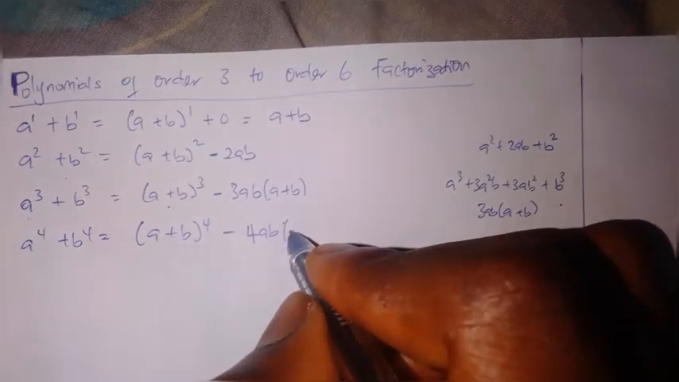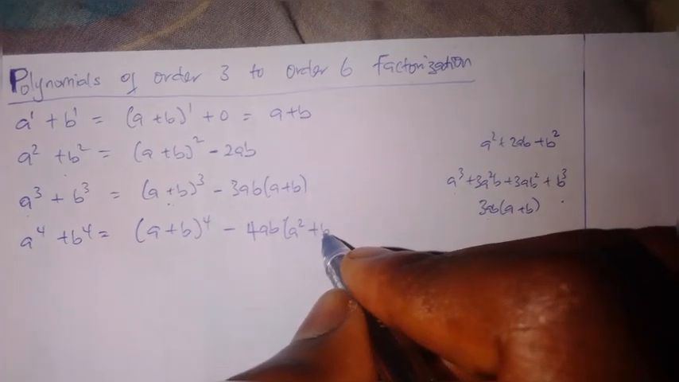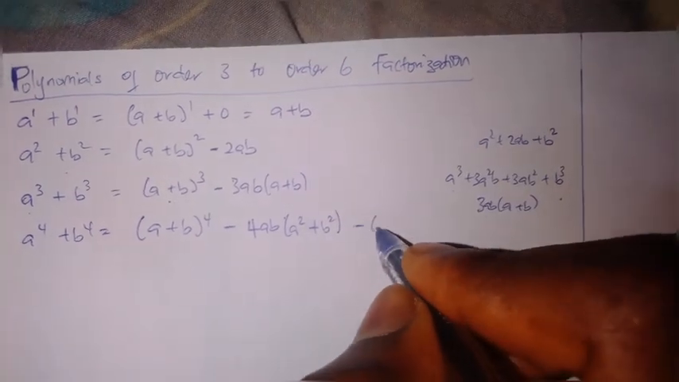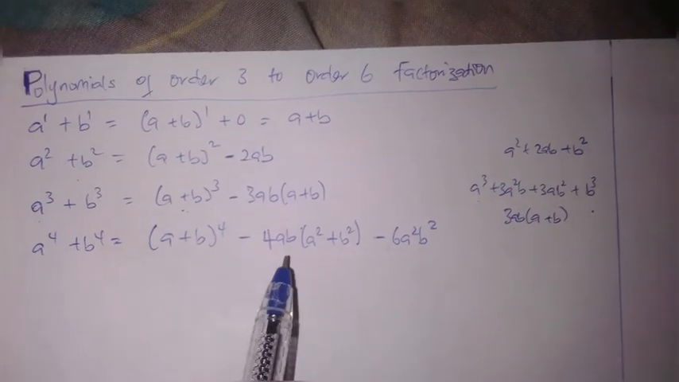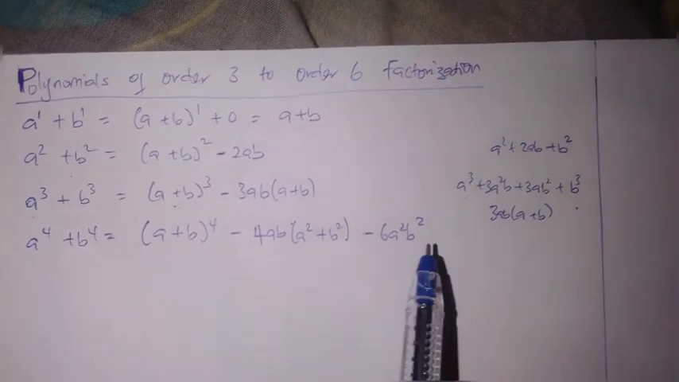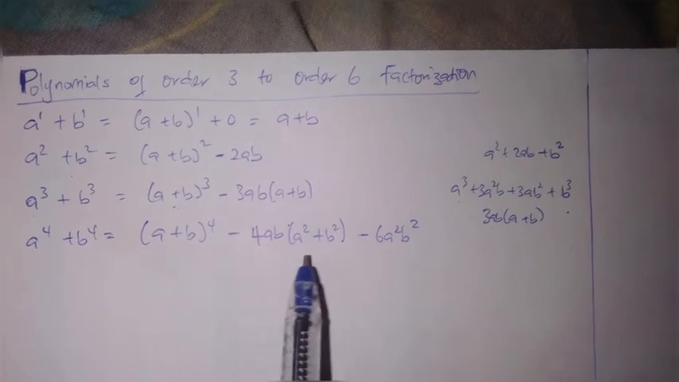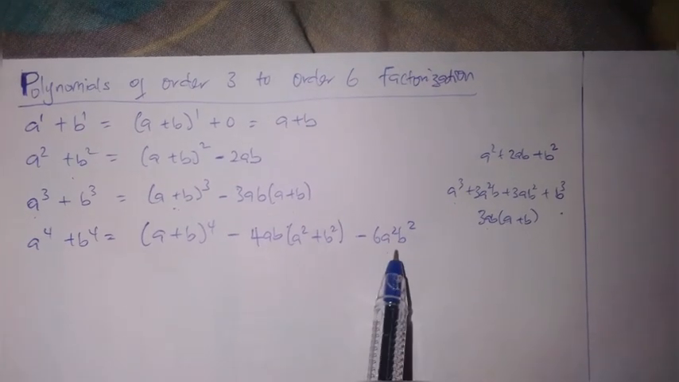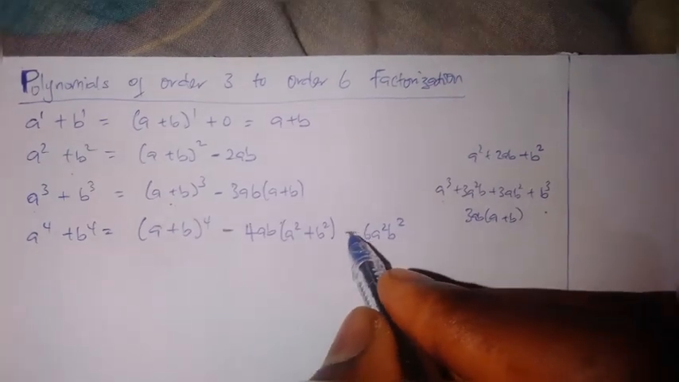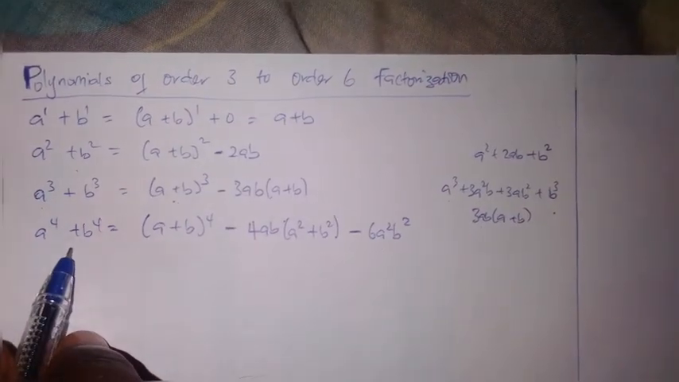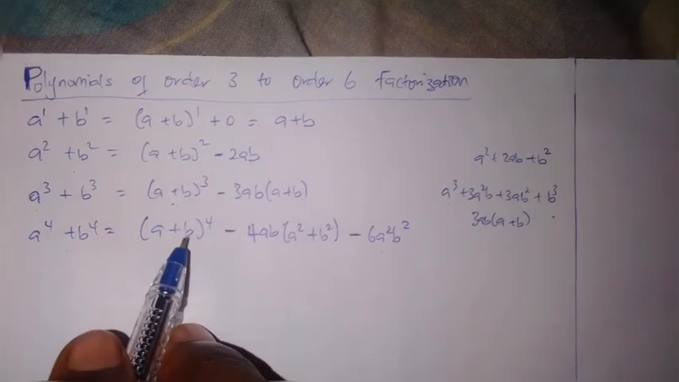4ab into a squared plus b squared minus 6a squared b squared. If you factorize it very well, bringing the ones of 4 together, the ones of 6 together, you're going to have this remaining. Then, just as we have been doing, I'm going to subtract the solutions from this one that I have here.